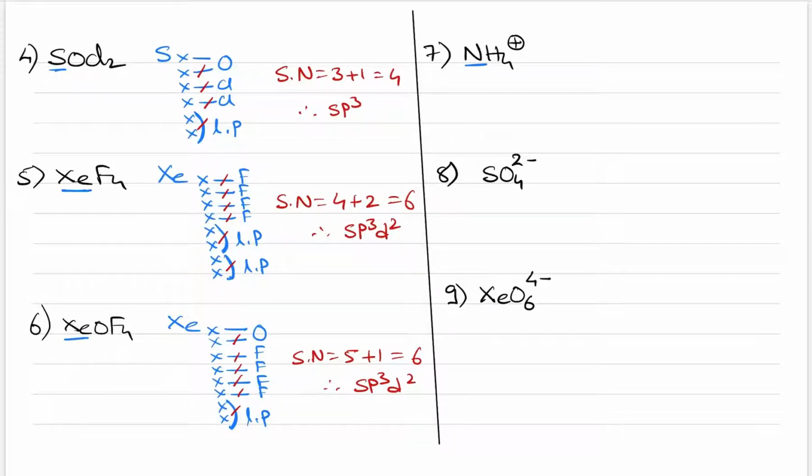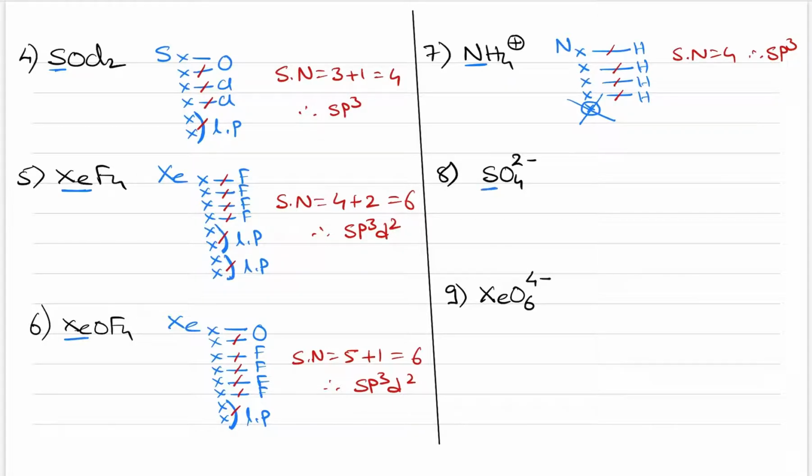Next, the ammonium ion. Nitrogen is the central atom. Now this is a cation, the ammonium ion. Nitrogen has 5 valence electrons: 1, 2, 3, 4, 5. Remove one electron, because of the one positive charge. And 4 hydrogens are there. Hydrogen is monovalent, so put a single bond with each hydrogen atom. So in total, how many sigma bonds? 1, 2, 3, 4. Steric number is equal to 4. Therefore, sp3 hybridization.